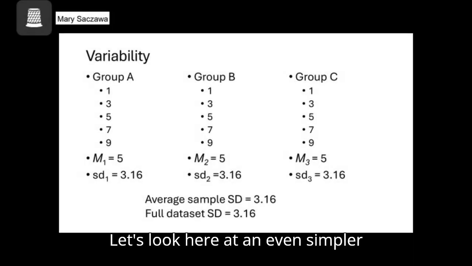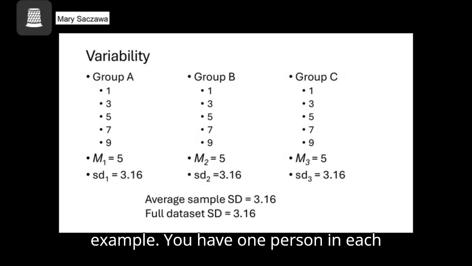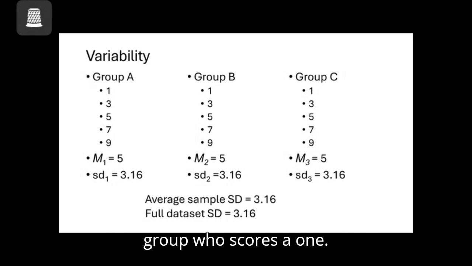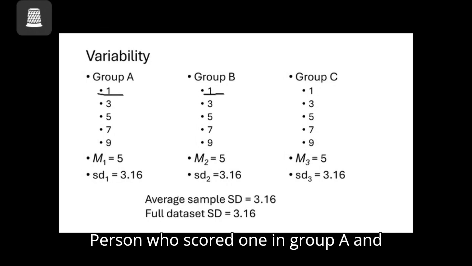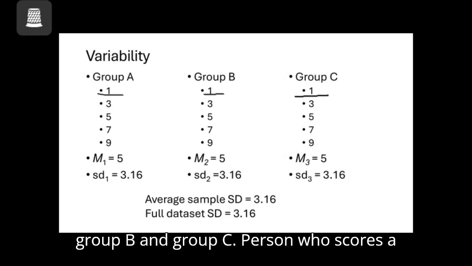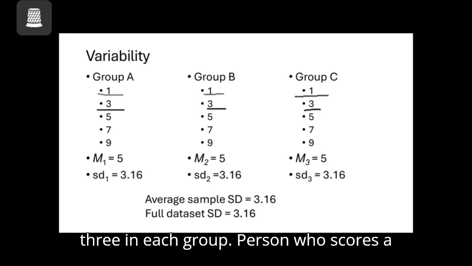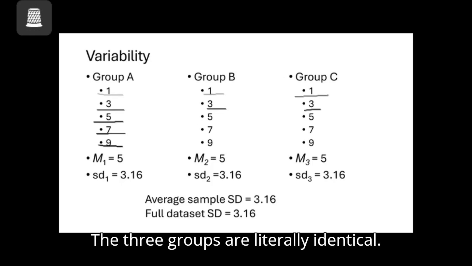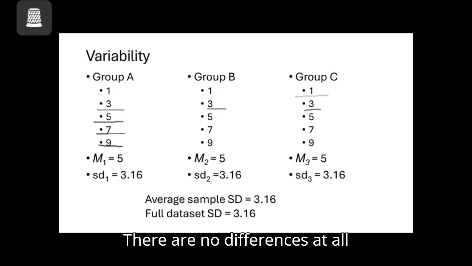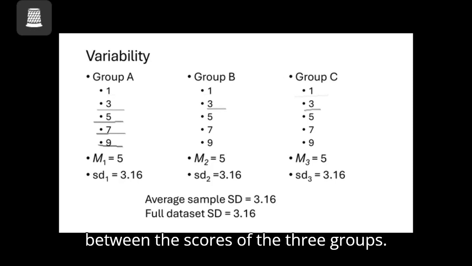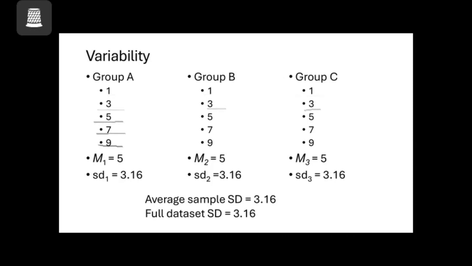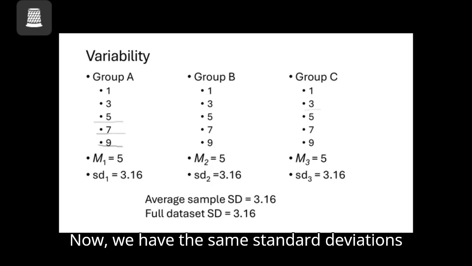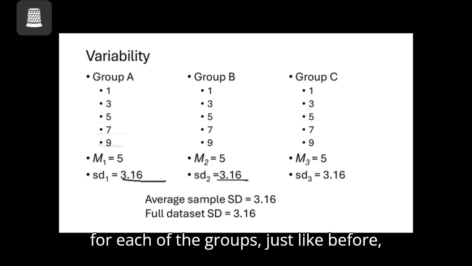Let's look here at an even simpler example. You have one person in each group who scores a 1. Person who scored a 1 in Group A, in Group B, and Group C. Person who scores a 3 in each group. Person who scores a 5 in each group, 7 and 9. The 3 groups are literally identical. There are no differences at all between the scores of the 3 groups. Now, we have the same standard deviations for each of the groups, just like before.